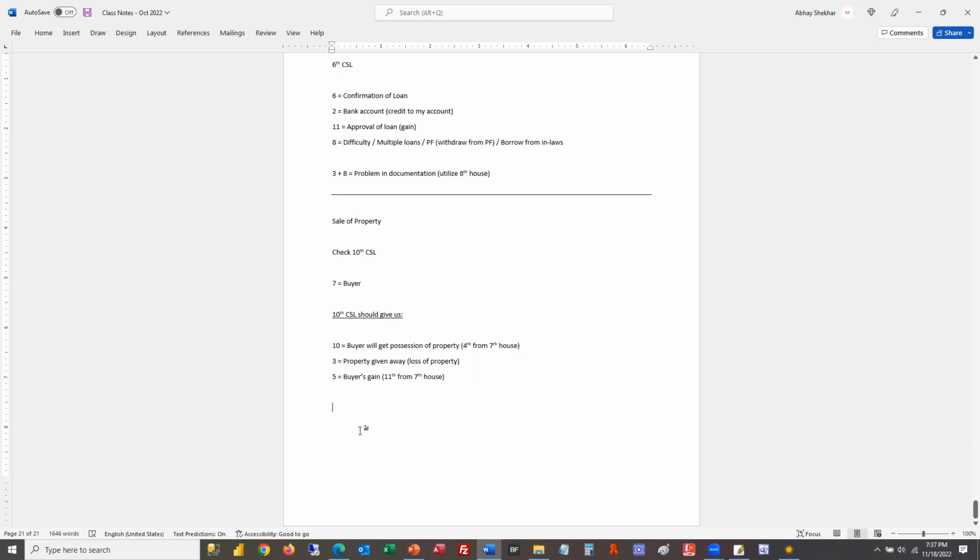But the 10th CSL is now for the buyer, isn't it? No. This is for the seller. The person who wants to sell gives you his chart. You check his 10th CSL, the person who is selling. Correct. His chart will tell you whether somebody will purchase it or not. So his 10th CSL should give you these numbers. Then you can tell him, yes, you will be able to sell it.